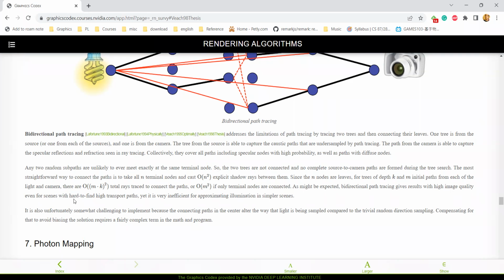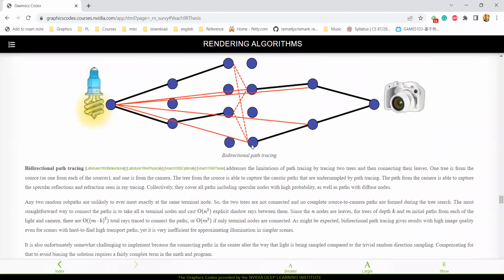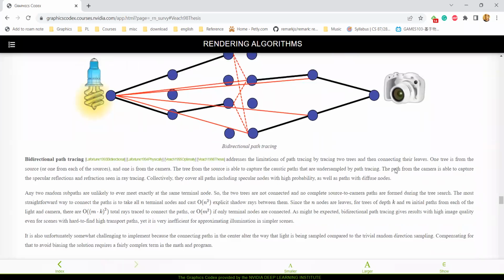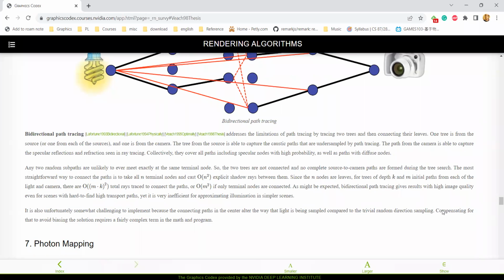Yeah, it is unfortunately somewhat challenging to implement because of connecting the paths in the center. Also, the way that light is being sampled differs from a trivial random direction sampling. Yeah, and how to sample those? Compensating for that to avoid biasing the solution requires very complex terms in the math and program.